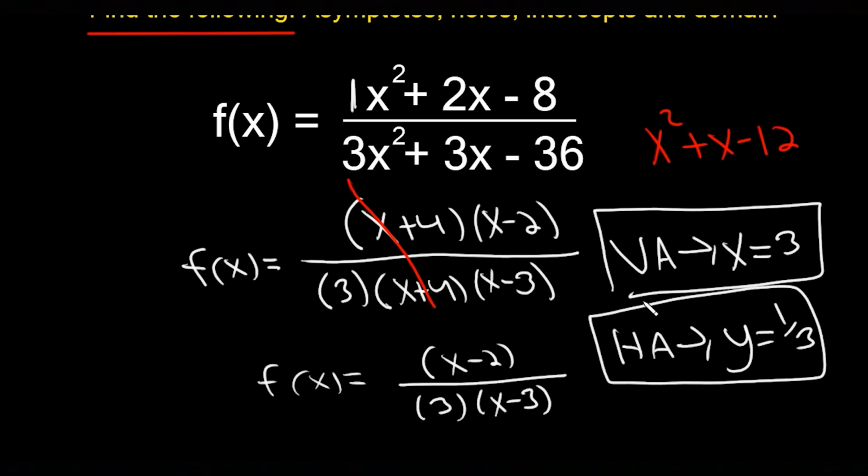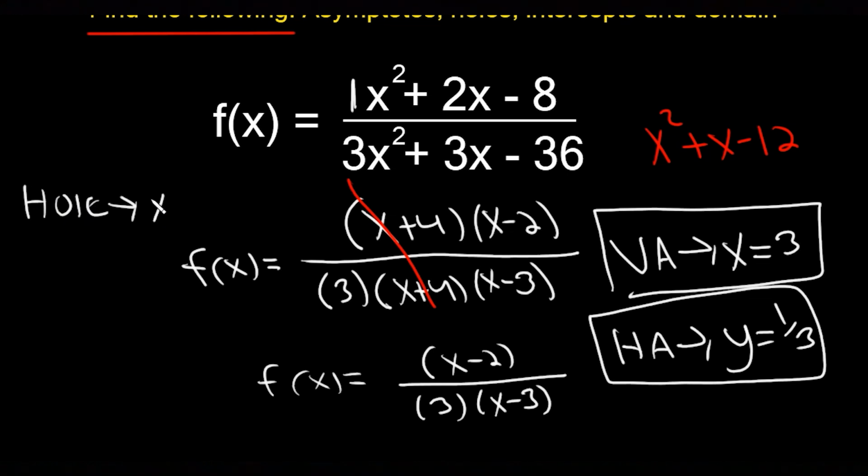Now let's talk about the holes. On the first example, we did not have any holes because we did not have a common factor that canceled out. But this one, we do. We do have a hole on this rational function. And it's going to be on this factor right here, x plus 4. So if you were to solve that factor by setting it equal to 0, you're going to get x is equal to negative 4. That's where your hole is going to occur. So I'm going to put here hole.